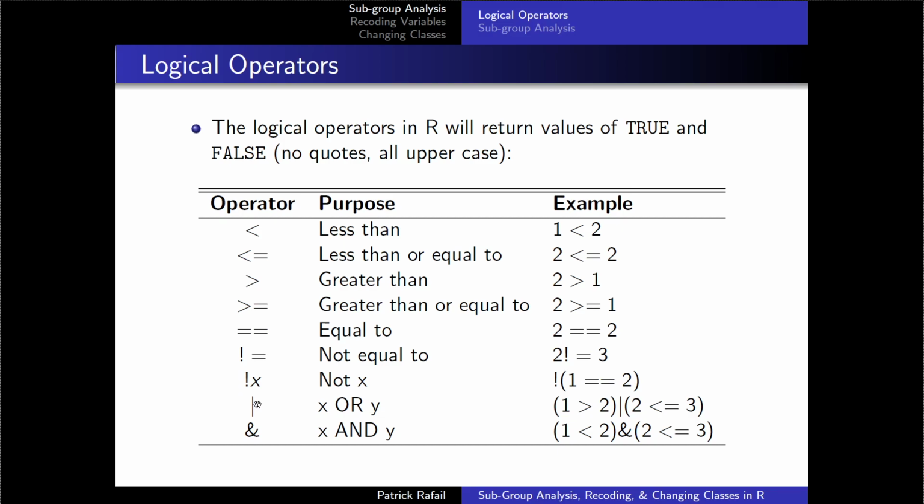The last two operators can often be used when you're trying to combine multiple variables. The first one is OR, which is just a vertical line, as you can see here. If we had this expression, which looks a little bit formidable, you'll see in a second once you parse it, it's really not so bad. As always, we're going to start inside the parentheses. Here we're checking whether 1 is greater than 2, which is FALSE. And then on the other side in the parentheses, we're checking whether 2 is less than or equal to 3, which is TRUE.